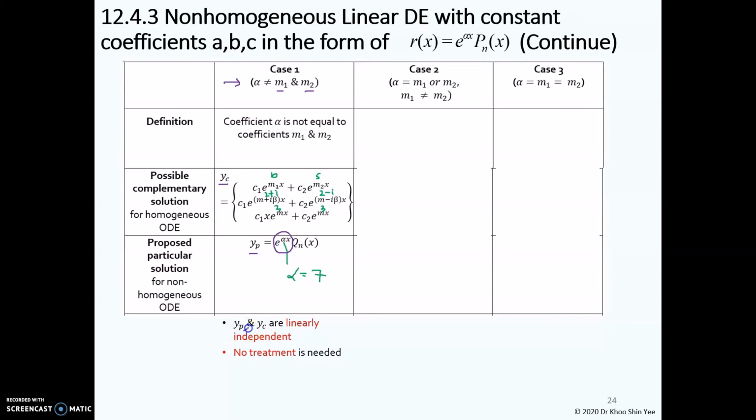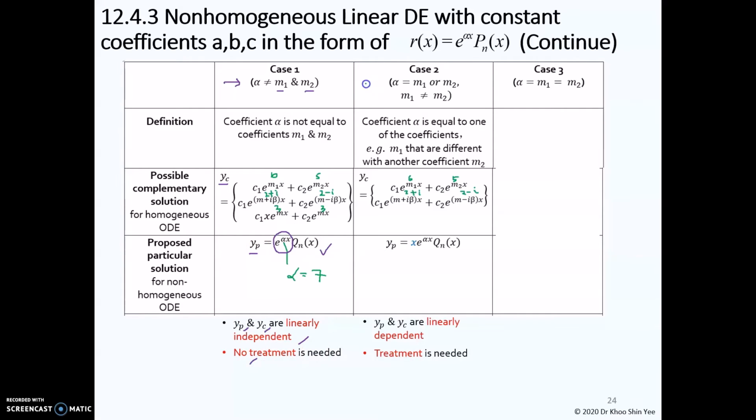Therefore, the particular solution and the complementary solution are linearly independent. So no treatment is needed, and we can use this particular solution. In the second case, you might obtain the coefficient alpha equal to one of the roots. For example, alpha equal to m1 here, and m1 is not equal to the second root.